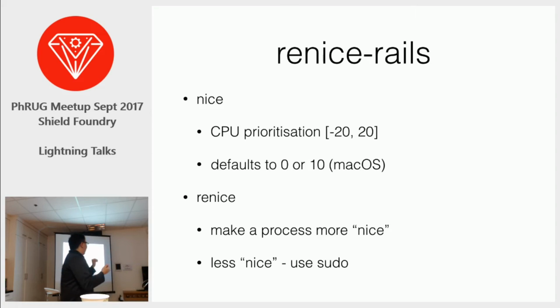So renice is basically the same thing, except you use it when the process is already running. Say you already have a Rails server running and you want to make it nicer, say it's eating up your CPU or whatever. You just renice. You make it nicer to you. You allocate less CPU to it, but to a running process. Actually, I can demonstrate that, but this is a lightning talk, so.